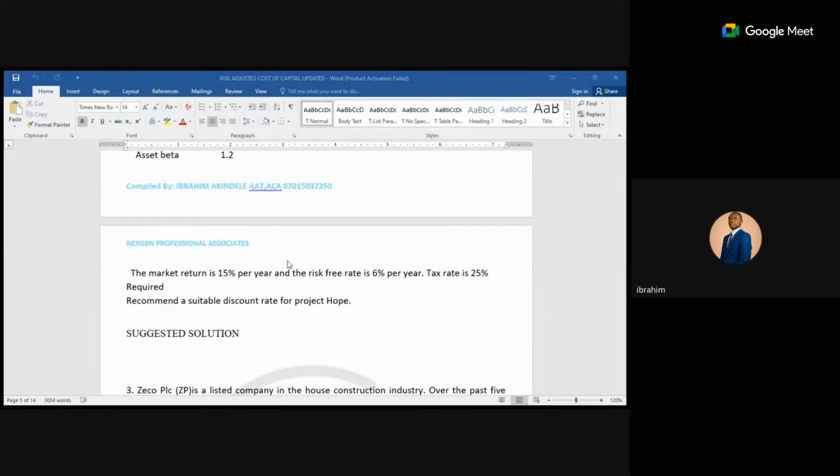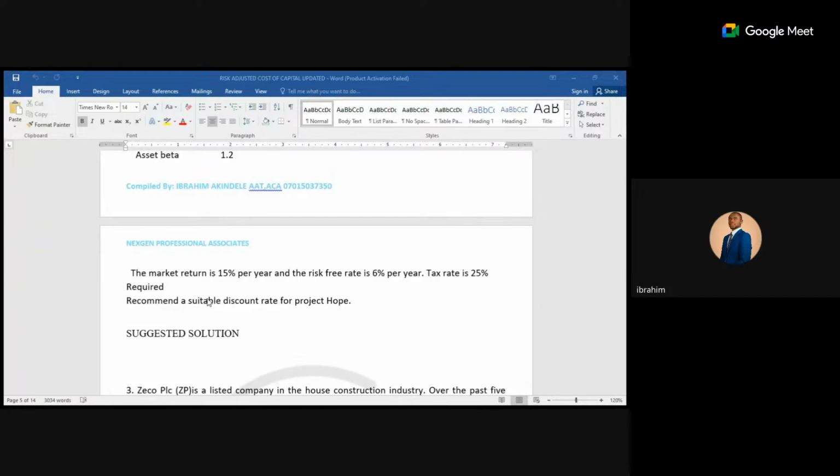Class, now look at this. Let's quickly look at these requirements. Class, we need to solve at least 3 questions today. 3 questions, right? The questions are adopted from ACCA, ICAN, as well as other relevant tests. Now, required: recommend a suitable discount rate for Project Hope.